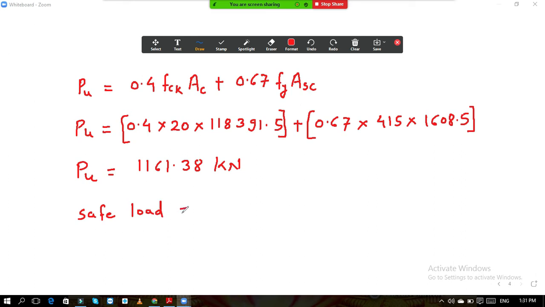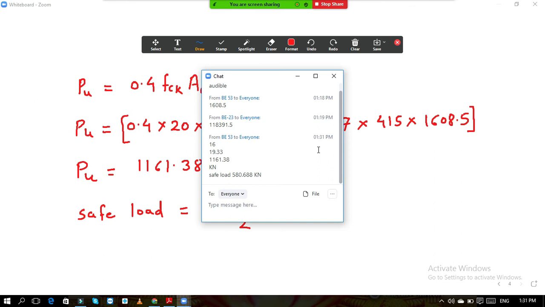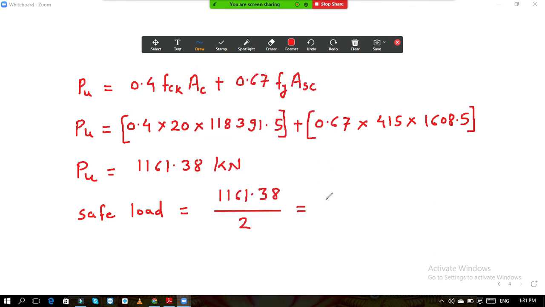Safe load is equal to, so divide this load by the factor of safety 2. 1161.38 divided by 2. Let me know the answer. It is 580.68 kilonewton. So write down this and let me know when you finish.